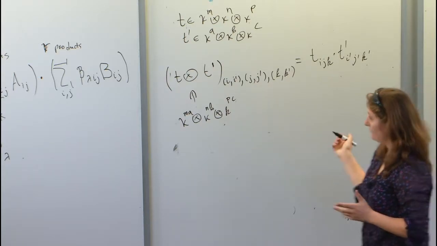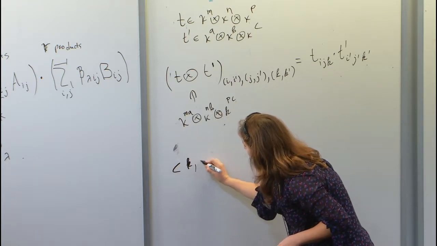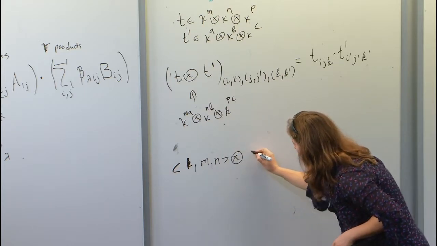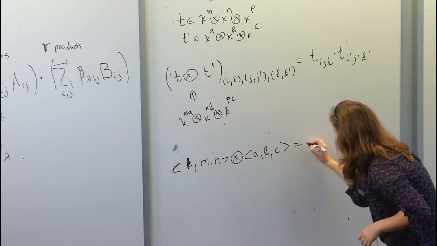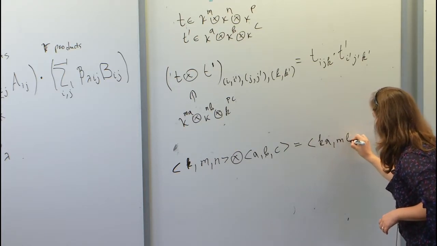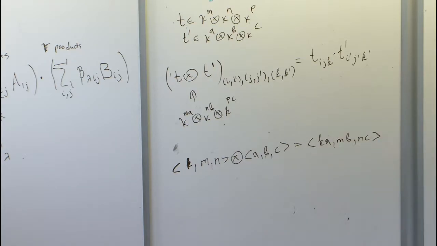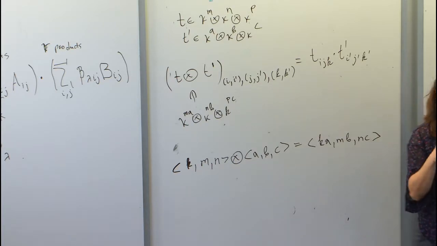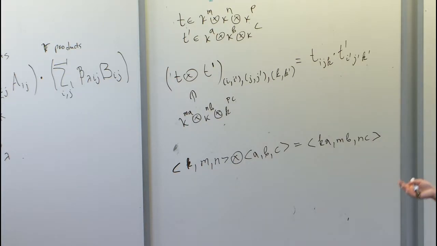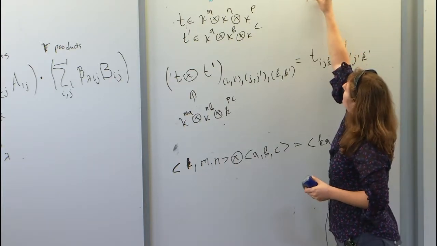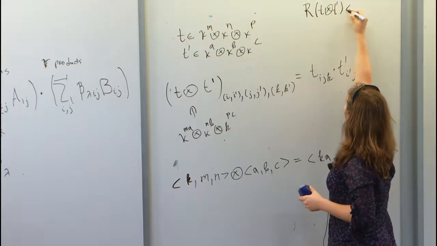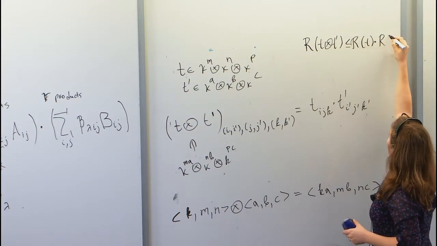A nice property of matrix multiplication, which I actually did earlier, is that the product of matrix multiplication tensors is again a matrix multiplication tensor. All this means is it has a nice block structure. I can just block it, and the products of the blocks correspond to another matrix product. And a nice property of the rank is that the rank of a tensor product is at most the product of the ranks.